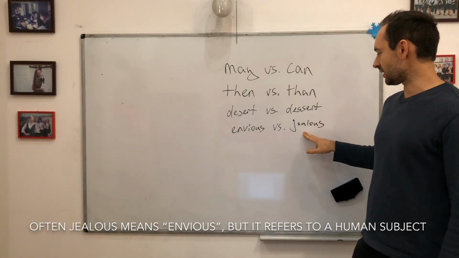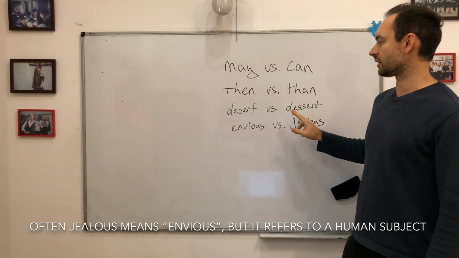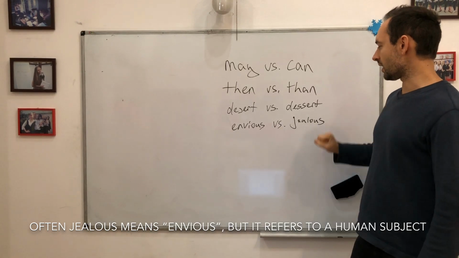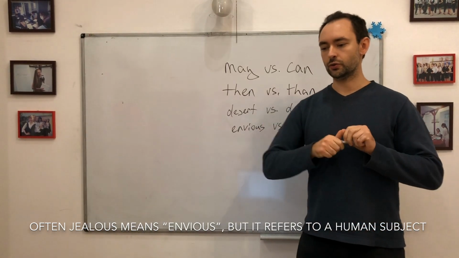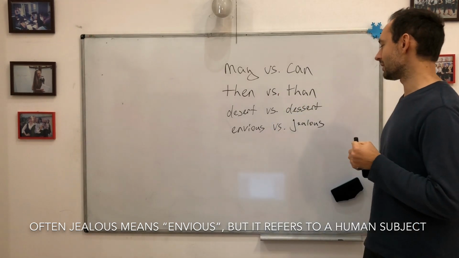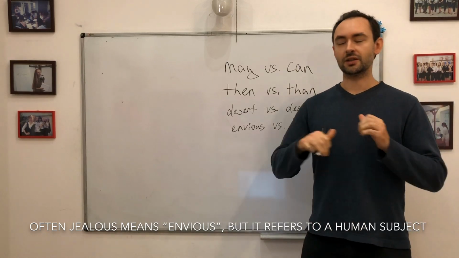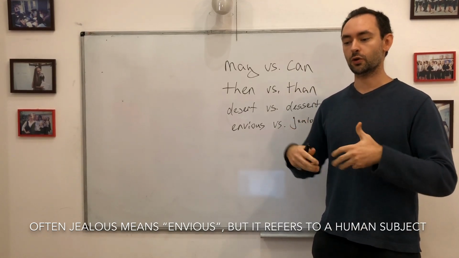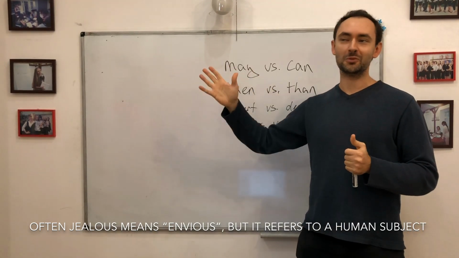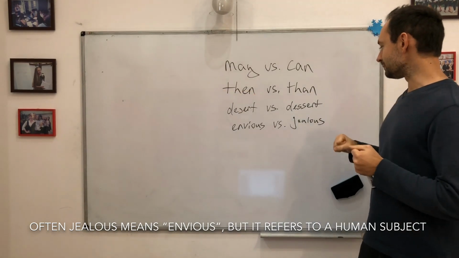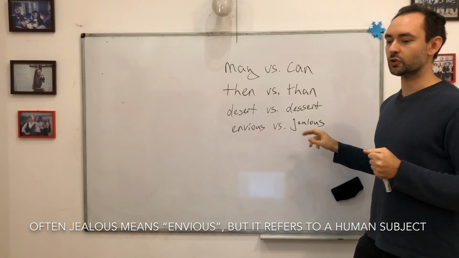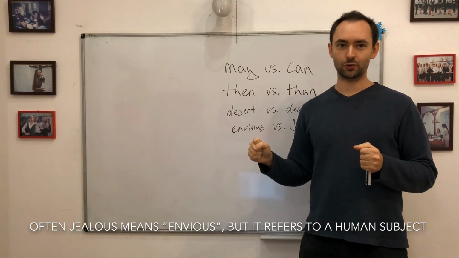Oftentimes, jealous is used to mean envious. First, let's define these. Jealous refers to a subject, usually, or should be meaning a human subject that the person cares about or wants to be with, but feels threatened by another subject, being another person. It does not relate to things, okay? So you cannot be jealous of somebody's phone, okay?